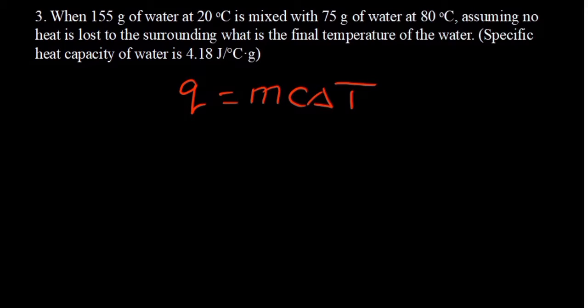Alright, we move on to the third question. When 155 grams of water at 20 degrees Celsius is mixed with 75 grams of water at 80 degrees Celsius, assuming no heat is lost to the surroundings, what is the final temperature of the water? You are mixing water at different temperatures and of different masses. Whenever you are asked to determine the heat lost or gained by a system, we work with this formula, where M is the mass, C is the specific heat capacity, and delta T is the change in temperature, given by the final minus the initial.